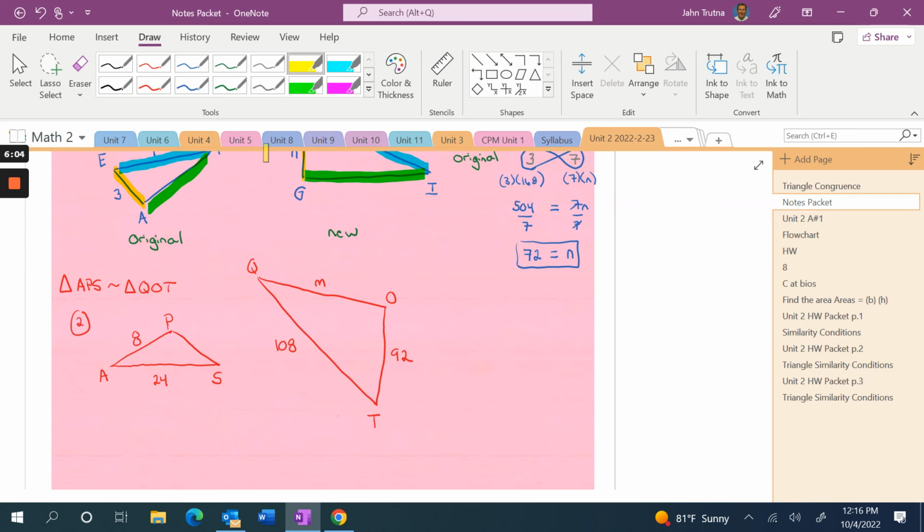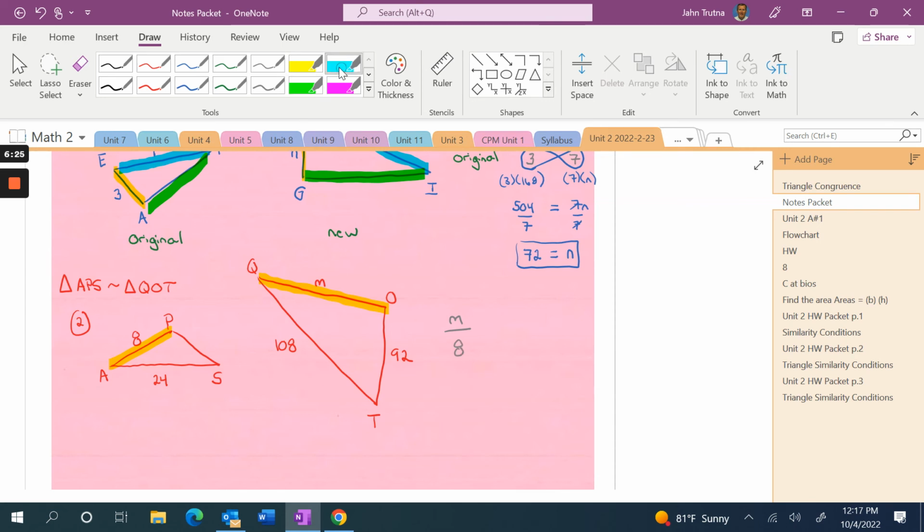So let's color code the sides to see which sides correspond. The first 2 letters are A to P, which is 8. That's going to correspond with the first 2 letters Q to O, which is M. So my ratio that I'm going to write is M over 8.